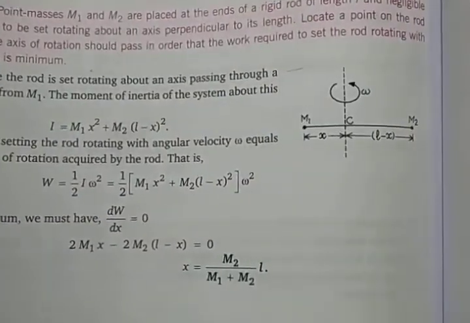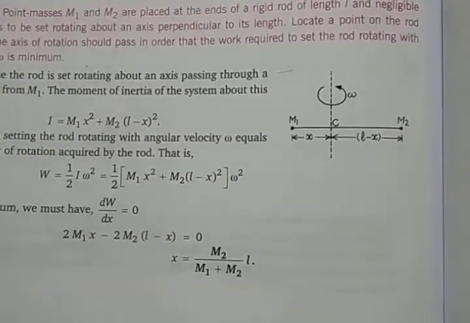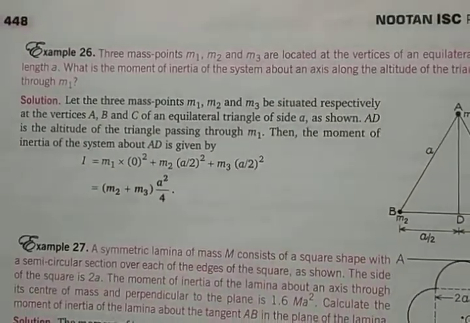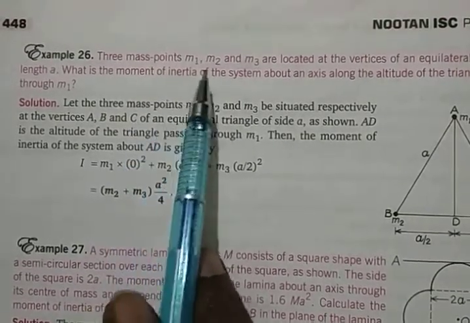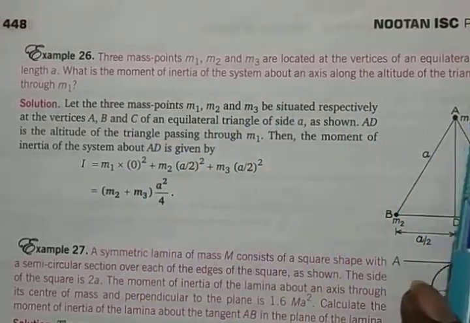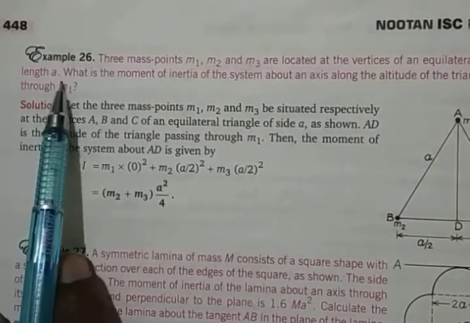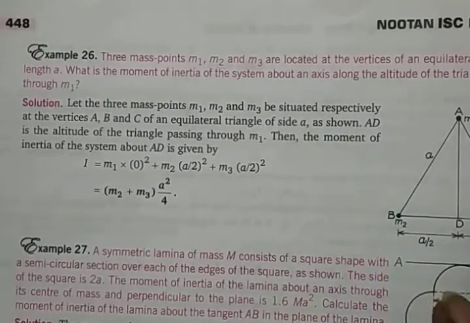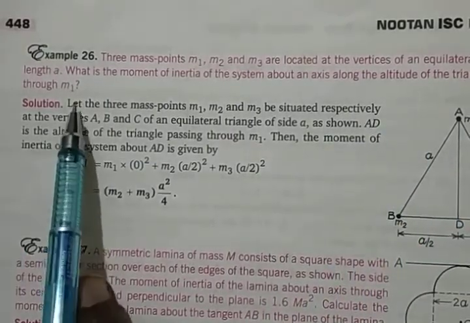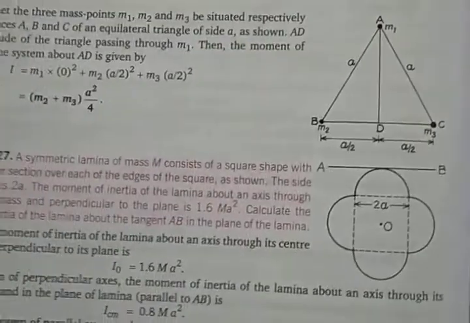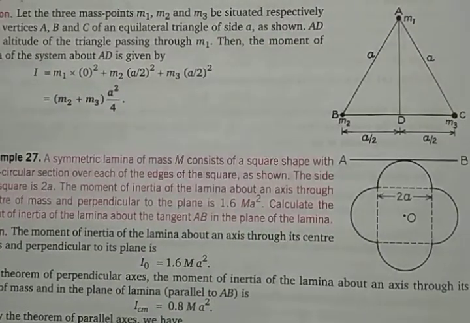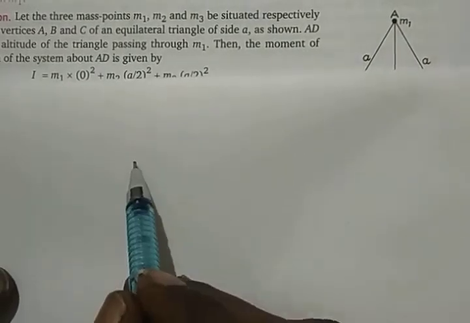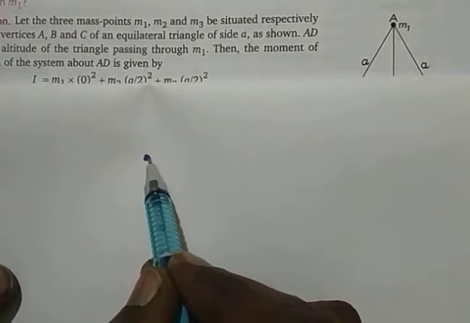So those questions are question number 26. Turn to the page with question number 26. Right? 3 mass points M1, M2, M3 are located at the vertices of an equilateral triangle of length A. What is the moment of inertia of the system about an axis through the altitude of the triangle passing through M1? So we have a diagram like this. Same diagram. I don't want to mess up that diagram, so I will just draw another one here. Okay. So 3 of them.